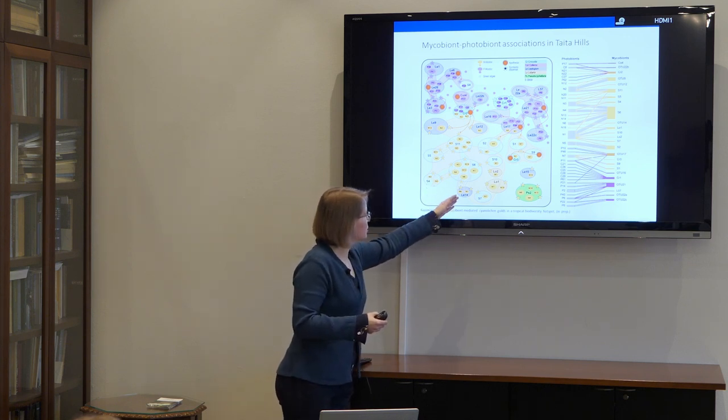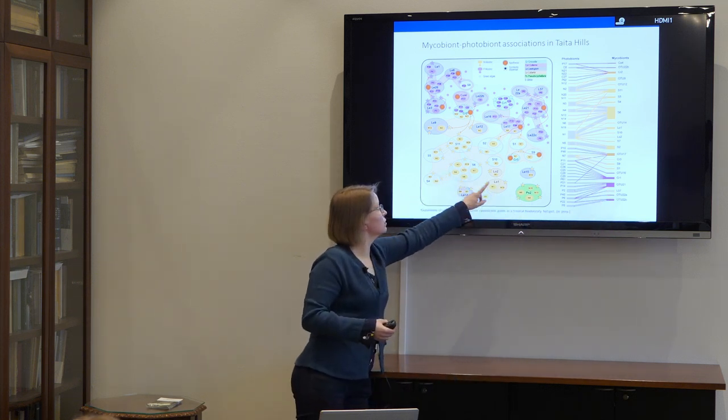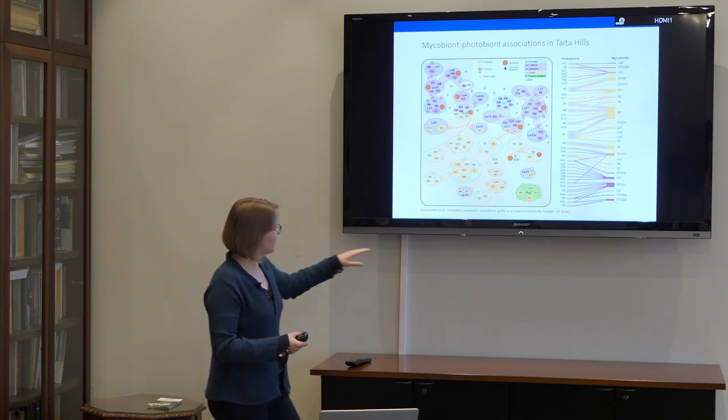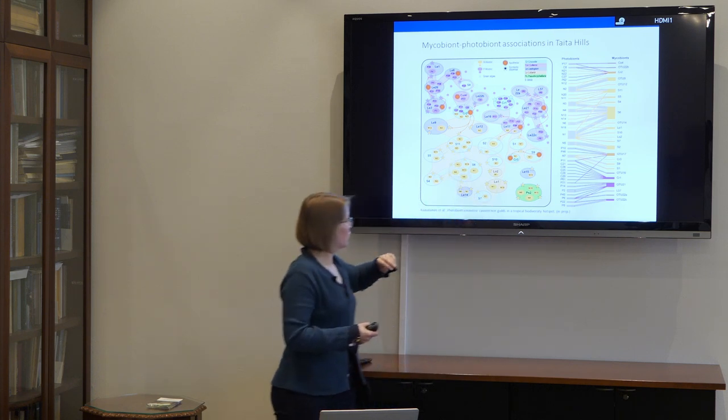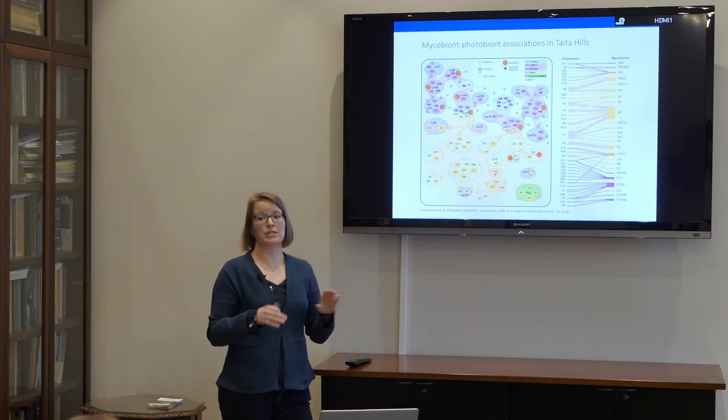So in this picture, the mycobiont, so the fungal species, are these big circles. And the small circles are the cyanobacterial strains. And then these areas show which fungal species or lichen species share the same cyanobionts. So the interesting thing is that most of the lichen species actually share the cyanobiont strains. So they don't each have their own, but they use the same ones, and they are shared always by a certain type of species.